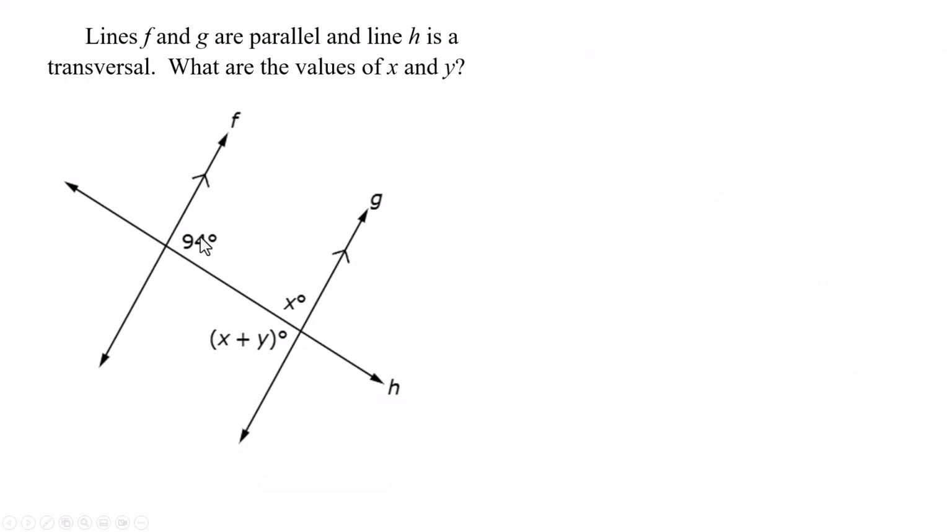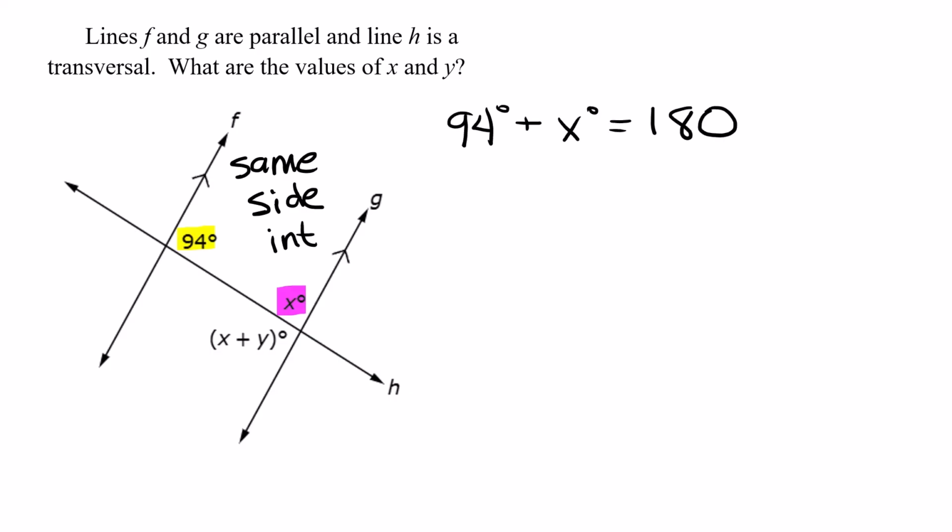I have a 94 and I have an x. We know that those are same side interior, which means they add up to 180. So if I subtract 94 from 180, I get 86, and that's the value of x. Good, we're half done. So now I need to figure out x and y, or y right here.